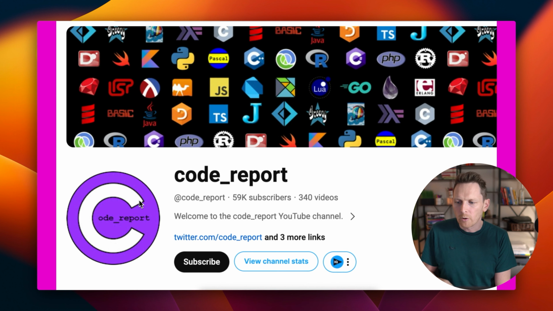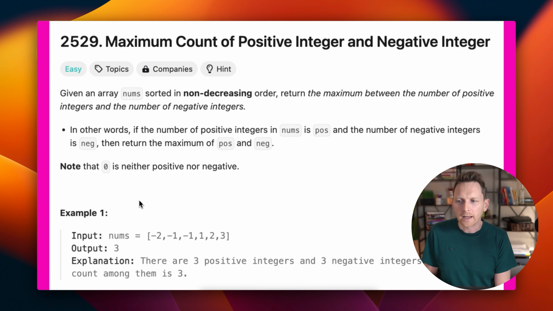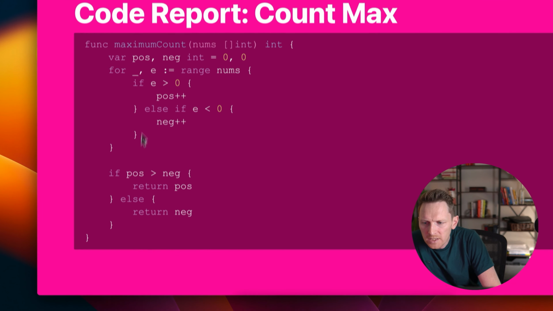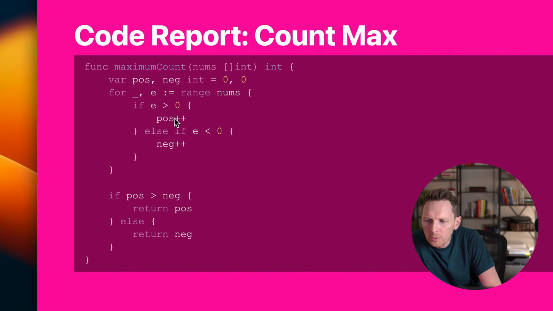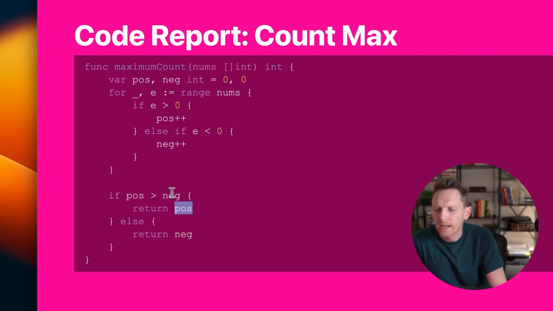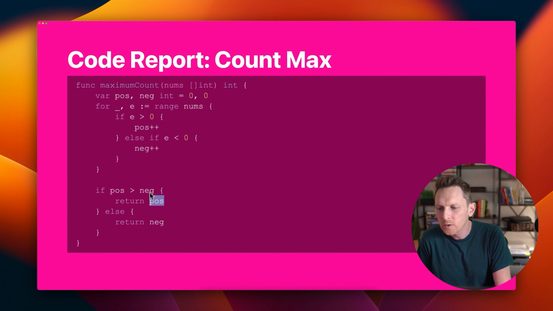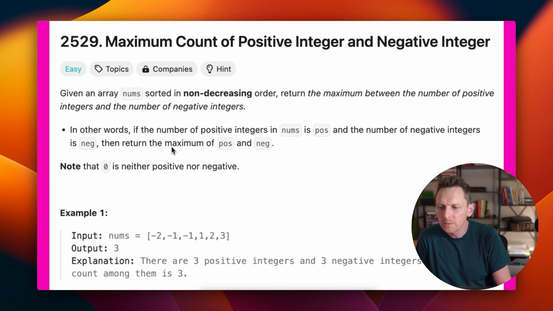So Code Report has this awesome YouTube channel, and he does LeetCode problems in various languages. This is a simple problem, maximum count of positive integers. This was LeetCode 2529. Check out his video. But here is a Go solution. This is really simple, right? We have a for loop. We're just counting up positives and negatives. And then if positive is greater than negative, we return positive, else negative, right? It's pretty simple. I think that this code is even easier to understand probably than the description.